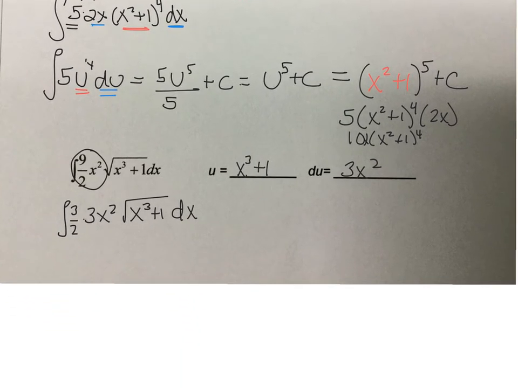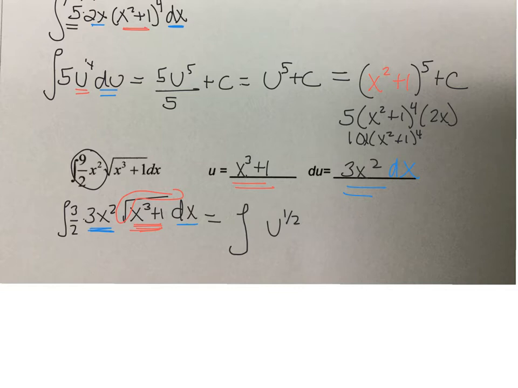Let me move this up a little so we have some room. Now I'm going to do my rewrite. I know that u is x cubed plus 1. So I'm going to take this integral and say it is equal to u to the 1/2. I'm taking my x cubed plus 1 and raising it to the 1/2, which is my square root. And then my du I've got in there: 3x squared dx, right?